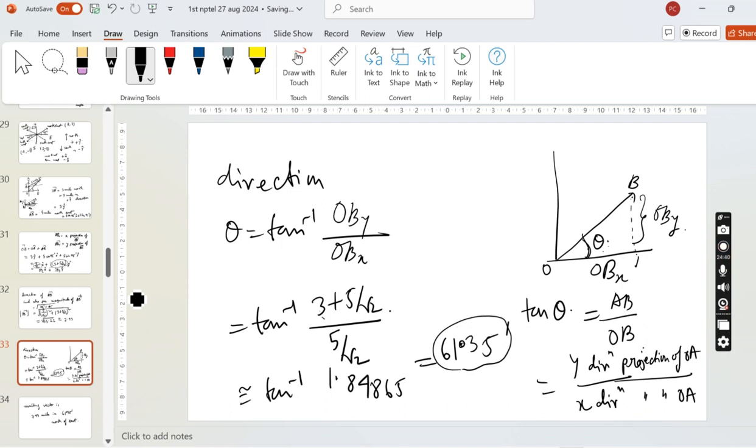Basically tan theta of any angle you can measure by perpendicular by the base. So the y direction projection of OB by the x direction projection of OB.